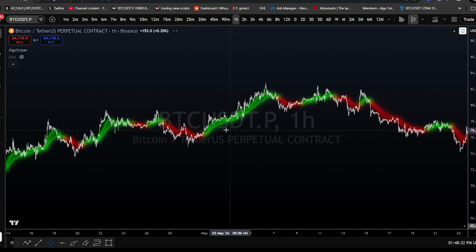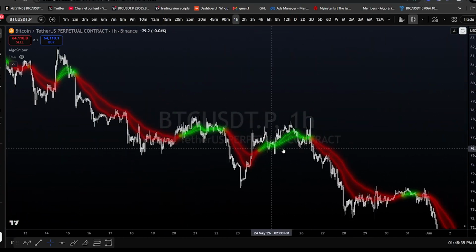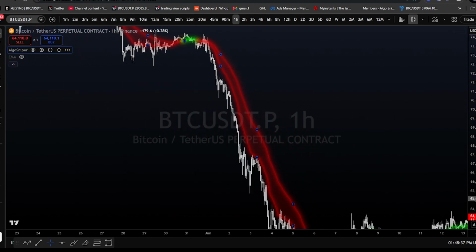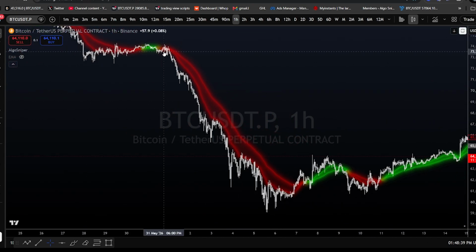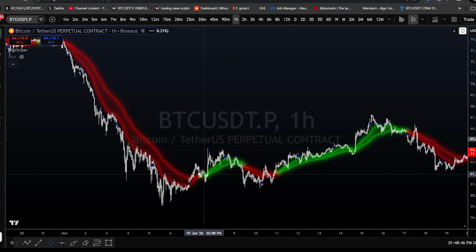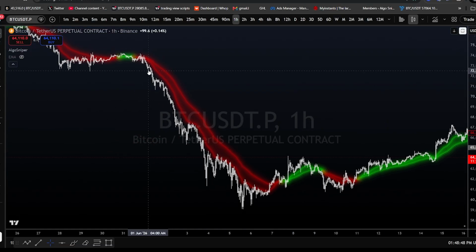You can see that the price was holding above the bands here. It begins to flip red here. And you can see a very strong trend. The price traded under the band, and the red bands remained the entire time until they flipped, and then it started to reverse. So you never want to trade against the bands.